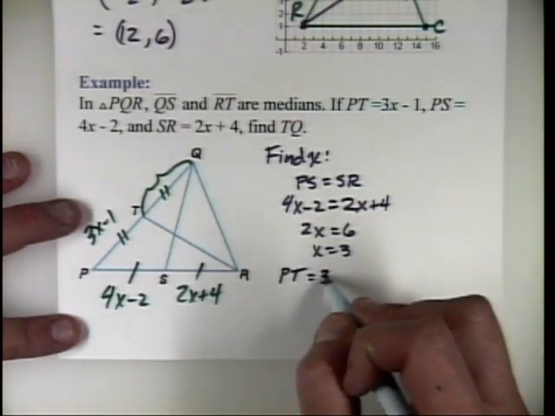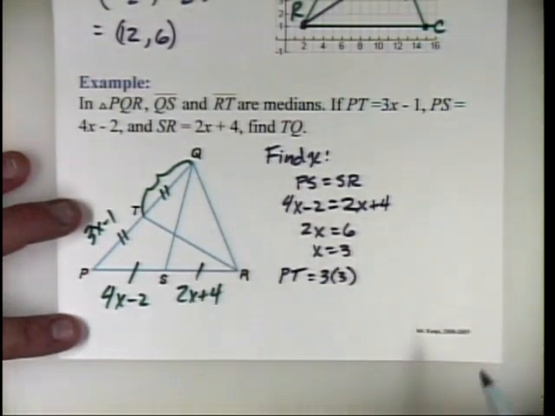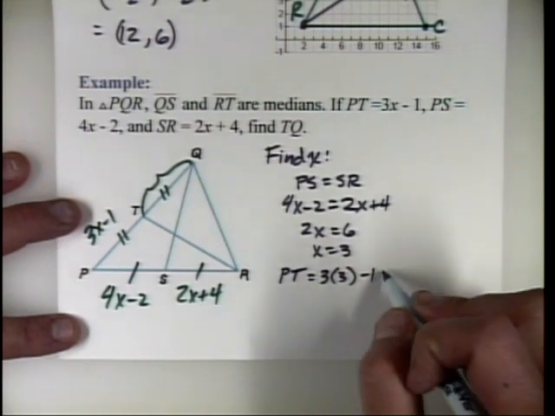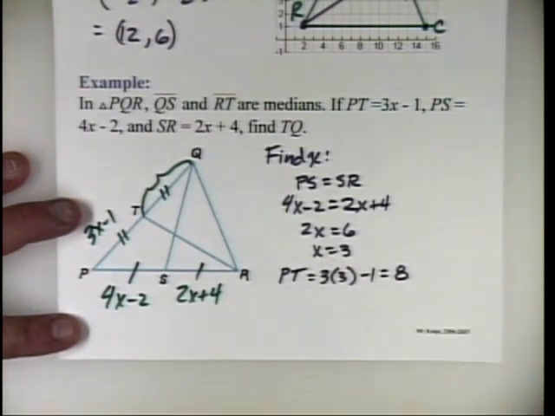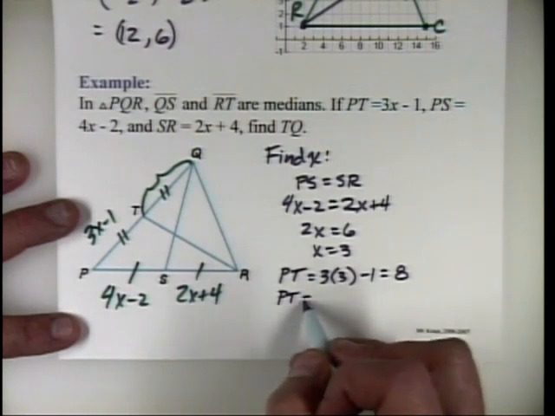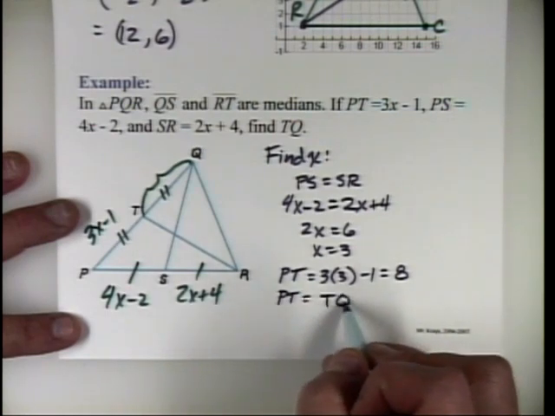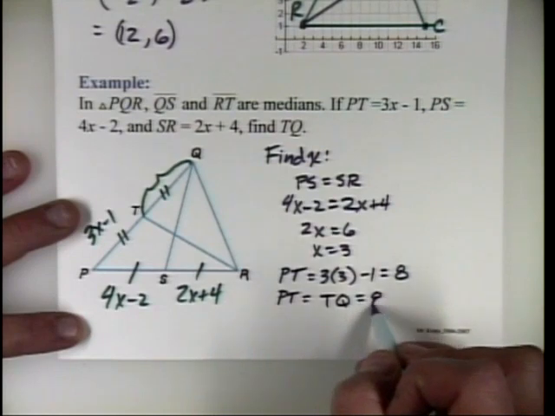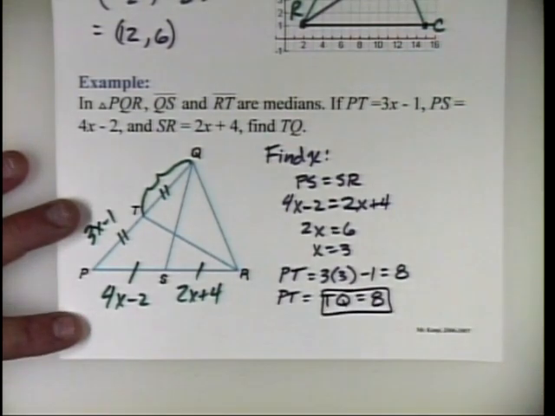It's going to be 3 times x, which I just found to be 3, minus 1. So that's going to be 9 minus 1, or 8. And since I know that the measure of PT is equal to the measure of TQ, well then TQ must also be 8. And that's the answer.